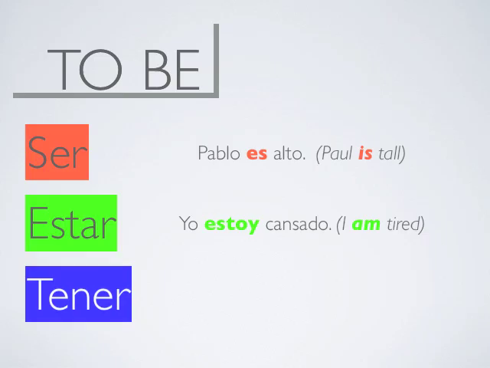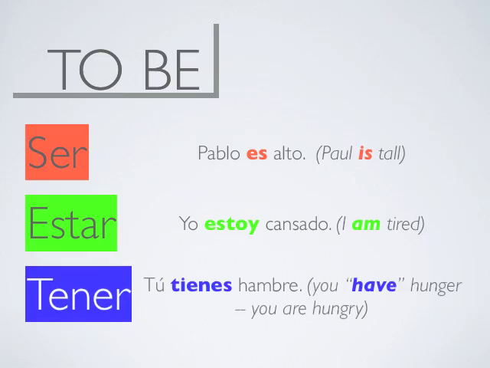For the verb tener, it's a bit different, but I think you'll get it. Our example is tú tienes hambre, which literally means you have hunger, but is translated as you are hungry. There are several examples that we will go over in later lessons which show the different expressions used with tener. Repeat after me. Tú tienes hambre. You are hungry.